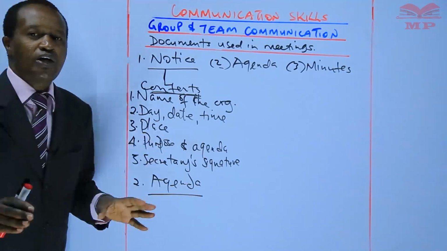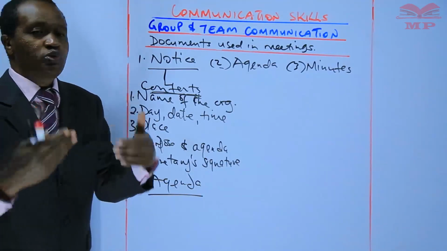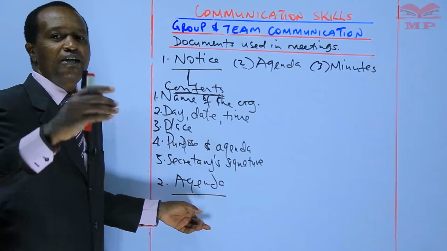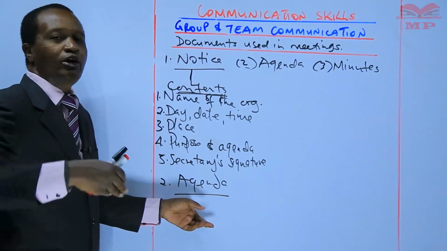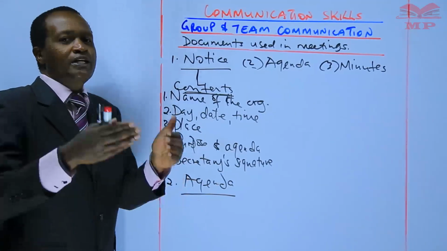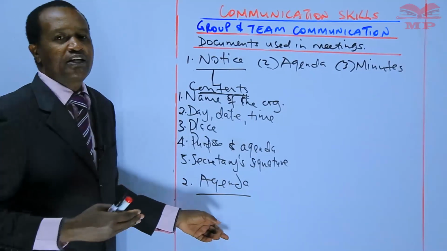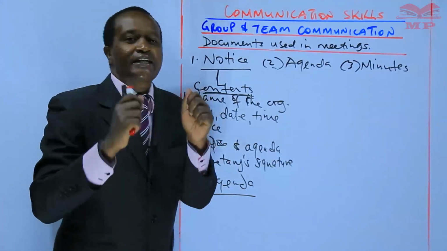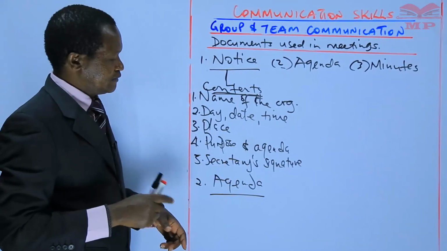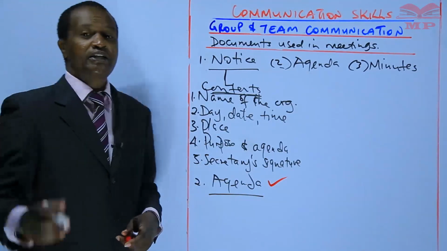So it's important to have an agenda, because a well-structured meeting agenda is a valuable tool for ensuring that meetings achieve the desired results within the time allocated. Because the outline of activities to be carried out, as well as the list of specific topics to be discussed, should aim at guiding the participants through the meeting. And therefore, an agenda plays a significant role in ensuring that the meeting is productive. Agenda. It's a second document that is used in meetings.